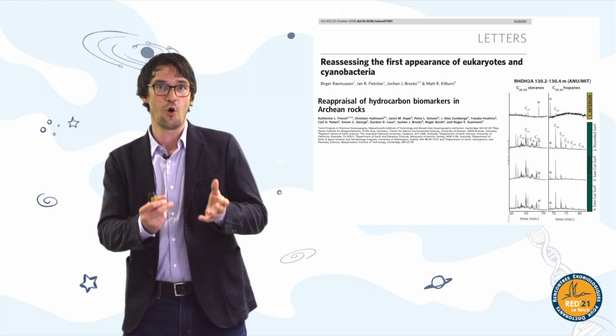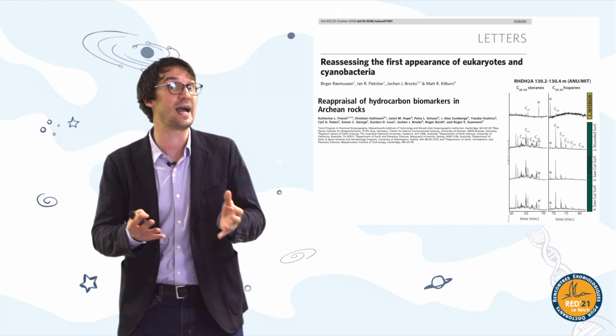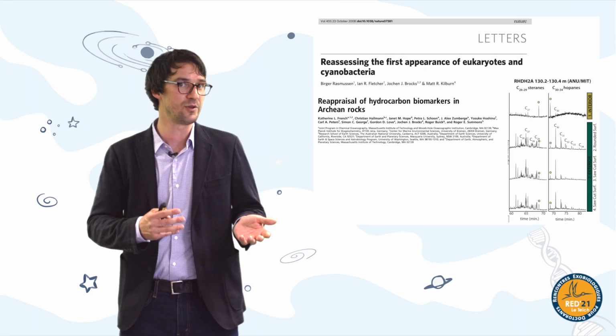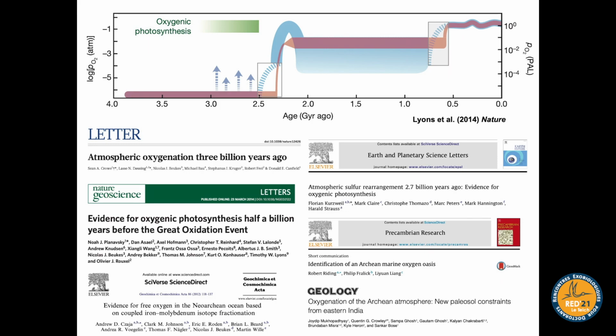So sadly, these organic remnants don't seem to be really capable of telling us what kind of photosynthesis was occurring and whether or not the biosphere was producing free oxygen on the early Earth. A lot of the research has turned to other tracers of oxygen production on the early Earth.